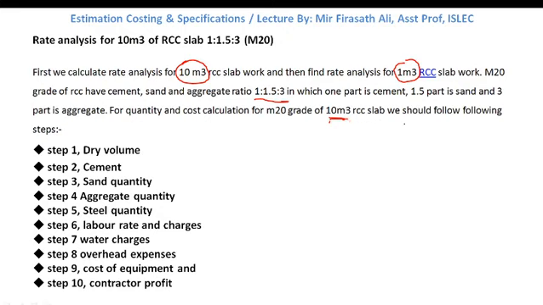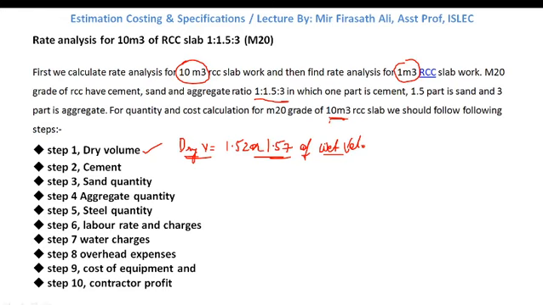For the slab, we should follow these steps. First we will calculate the dry volume. What is the relationship between dry volume and wet volume? Dry volume is equal to 1.52 or 1.57 times the wet volume. What does it mean? If you take aggregates in a quantity of 1.52 meter cube and mix them, they will become 1 meter cube of wet concrete. This is the relationship: dry volume is 1.52 or 1.57 times wet concrete.